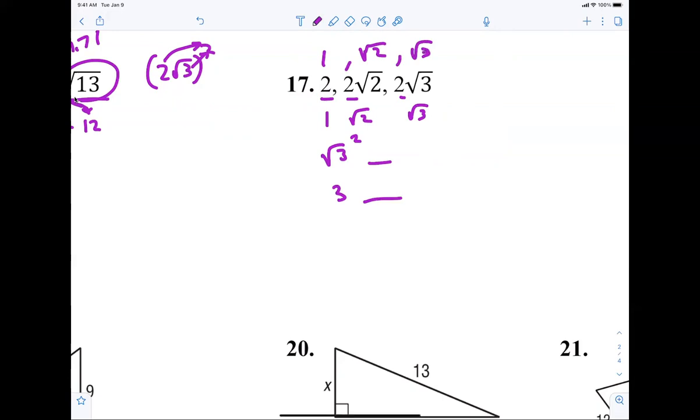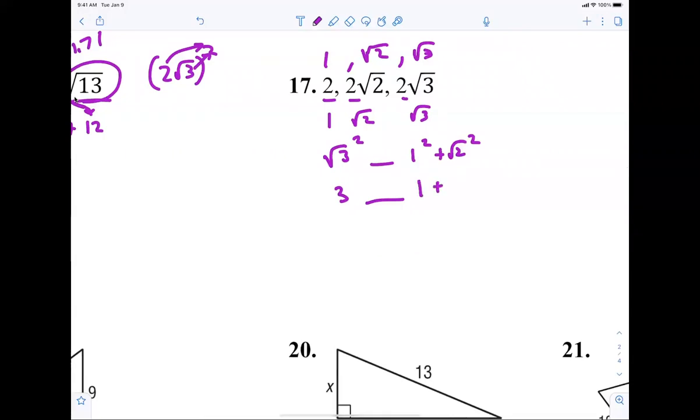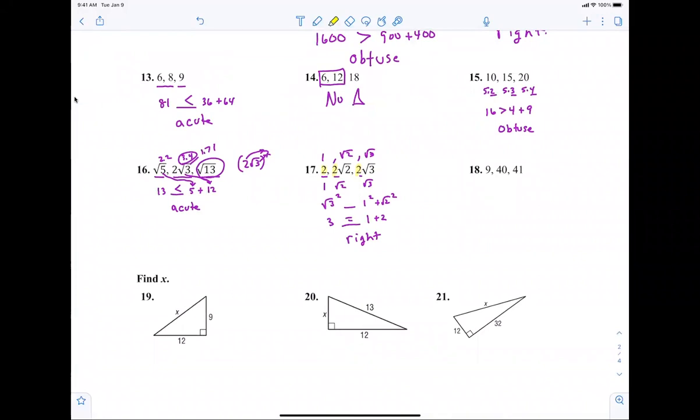So square root of 3 squared compared to 1 squared plus square root of 2 squared. So the right triangle? Yes, 1 plus 2. So it's equal to. So that's a right triangle. Yeah. All right, I was trying to get too fancy and I forgot. I crossed out the 2's. All right, I'm happy with that.